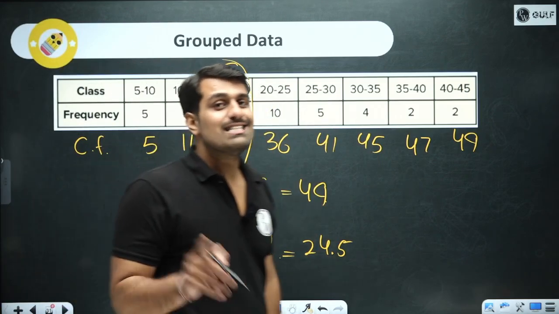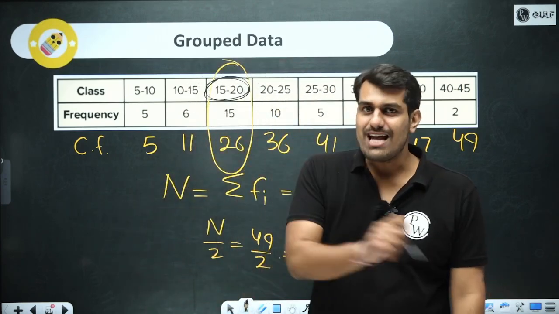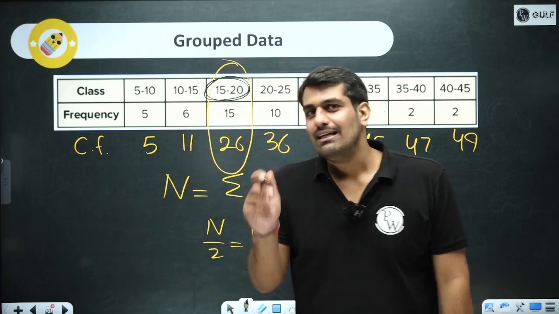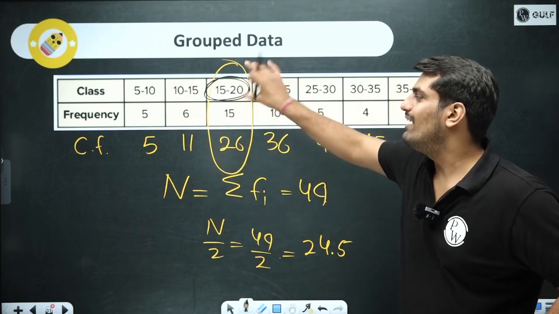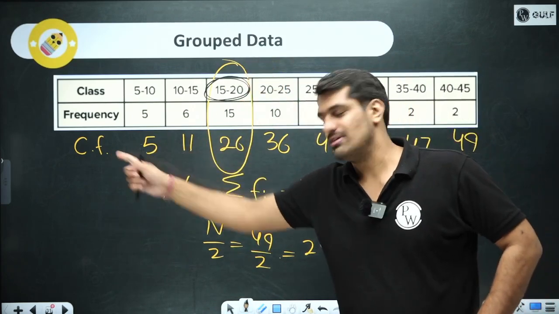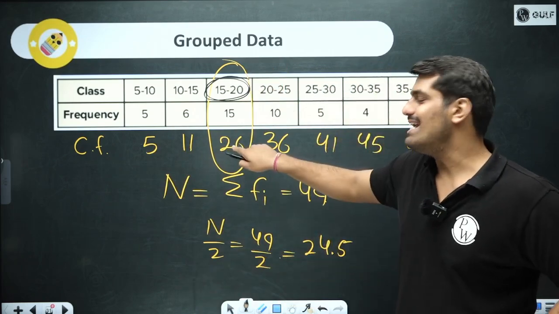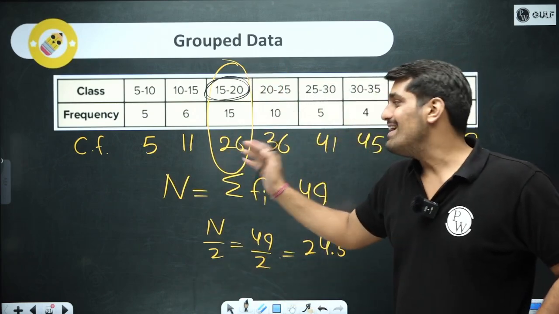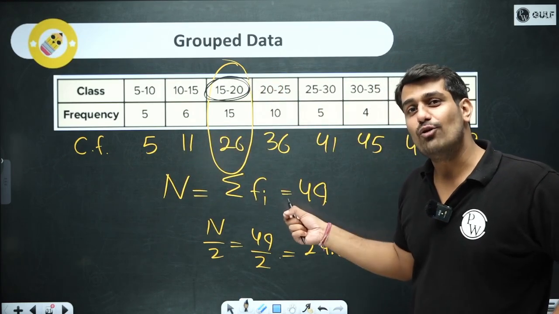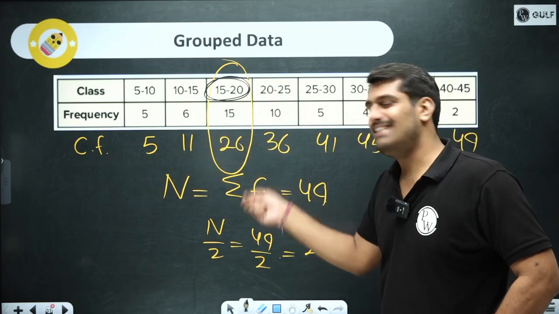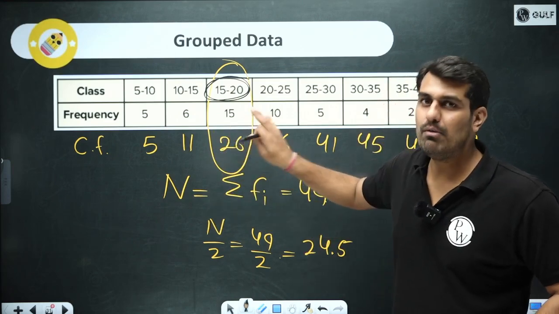For modal class, find the value of N by 2. Once you have the value of N by 2, see in which part of the classes it will be lying in terms of cumulative frequency. 24.5 will lie in this one because 26. So after 11, 12, 13, 14, 15, 16 and so on, 24, 25, 26, it will be part of this one.